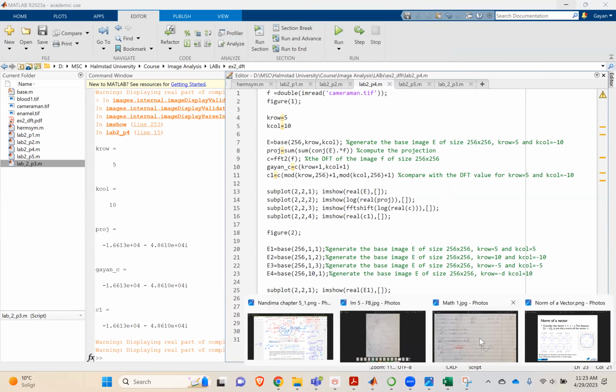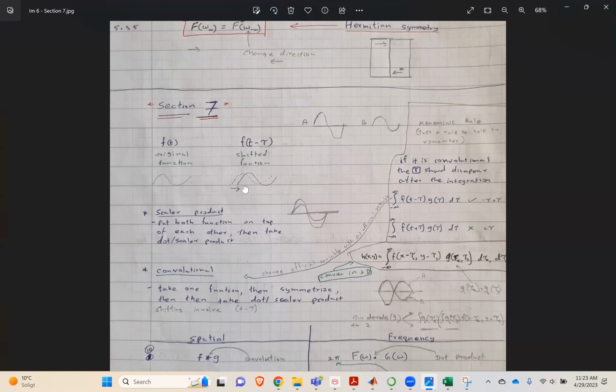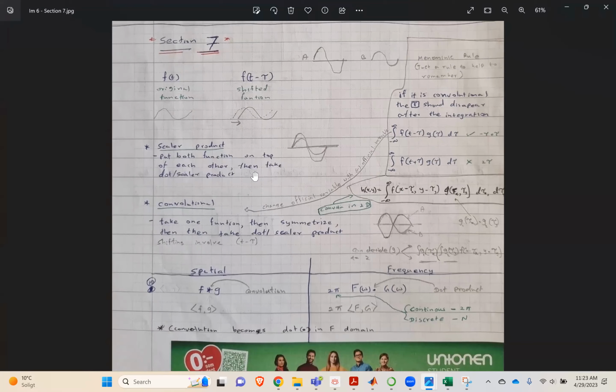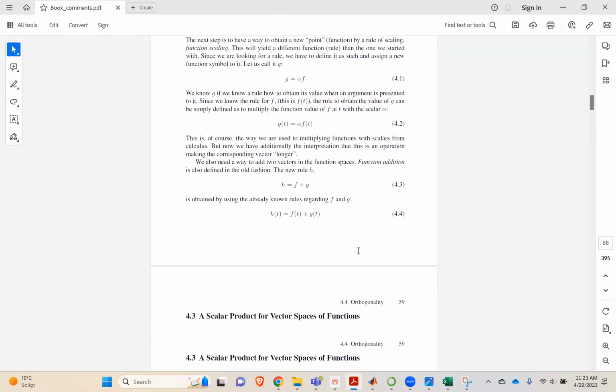Before moving to the next one, I will just see if I can. Okay. There is one chart in our book.